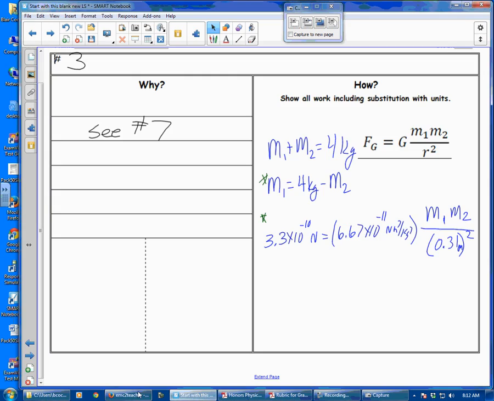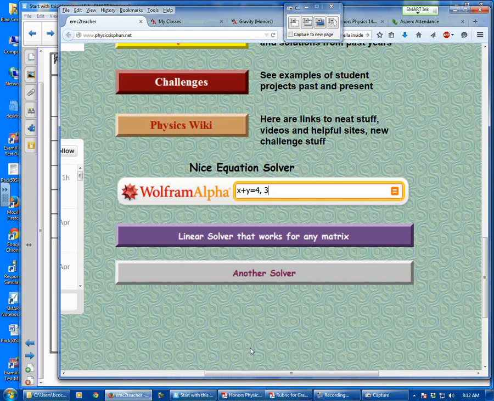3.3, 3 e to the negative 10th equals 6.67 e to the negative 11th times xy divided by 0.31 squared.